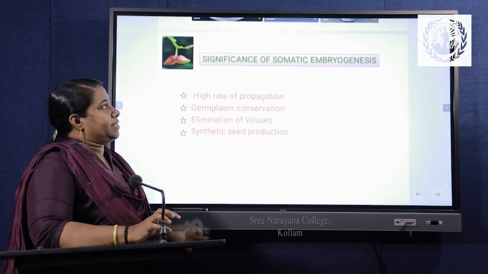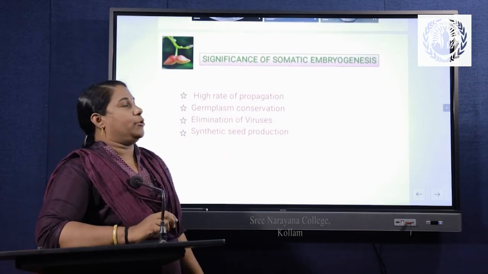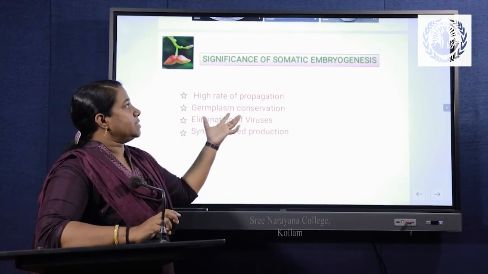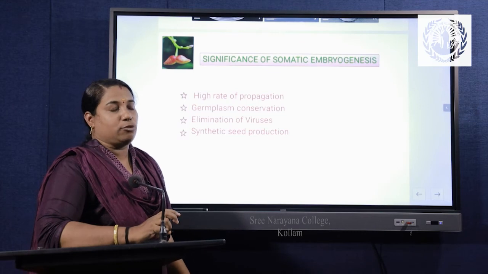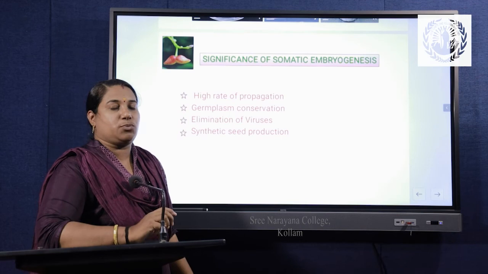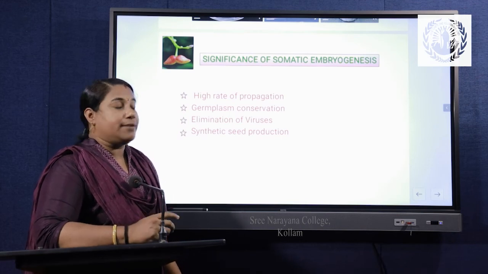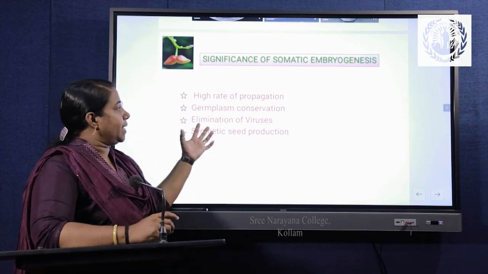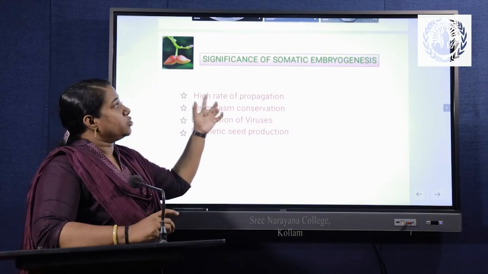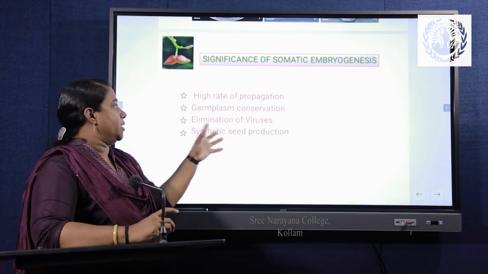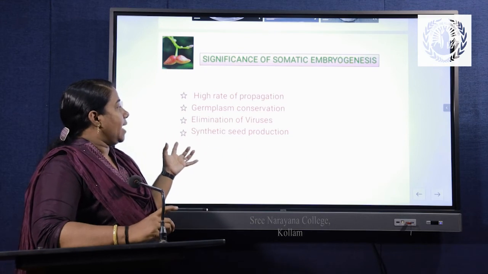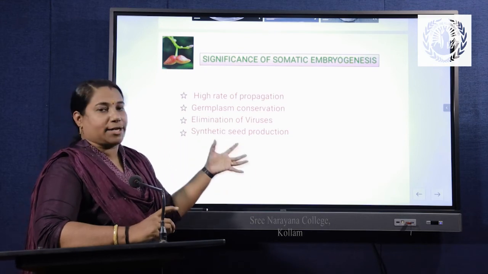Now we discuss the significance of somatic embryogenesis. A high rate of propagation can be achieved through somatic embryogenesis, and it is meant for the conservation of certain plants which lack vegetative propagation. There are so many plants which won't propagate vegetatively. In such plants, somatic embryogenesis is very important, and it helps to produce disease-free plants and helps in the development of synthetic seed production.